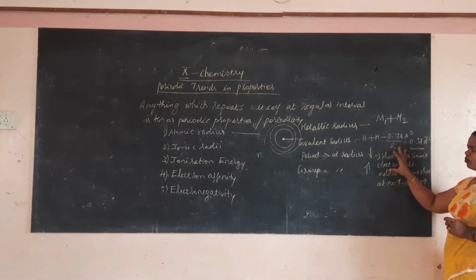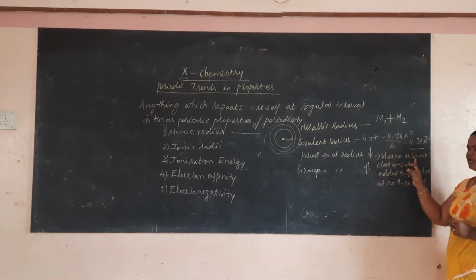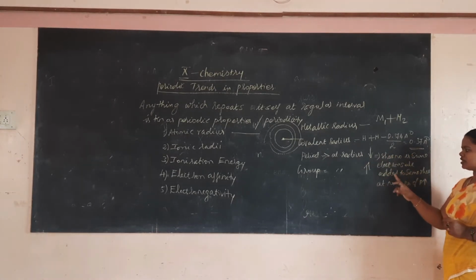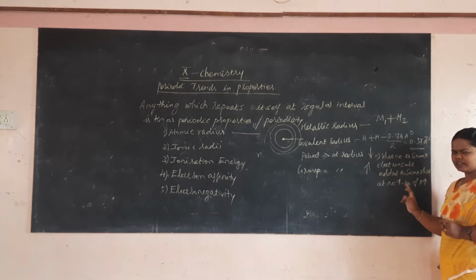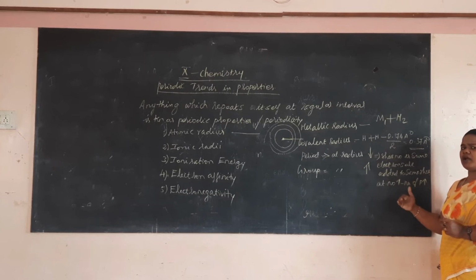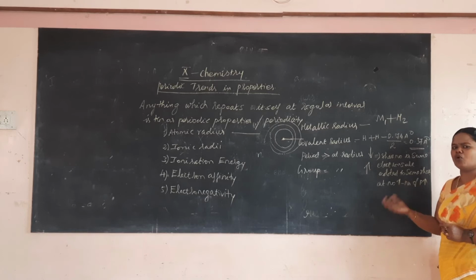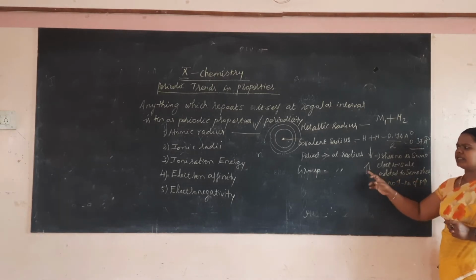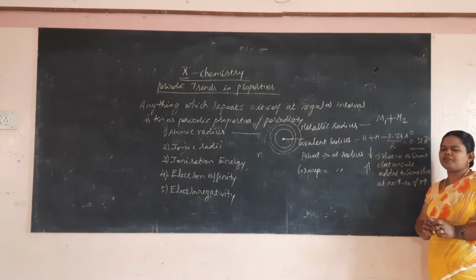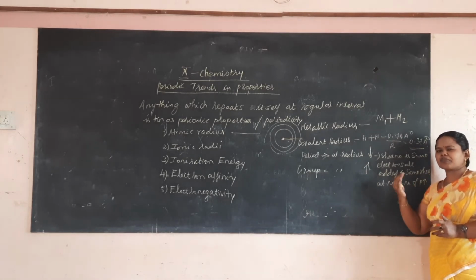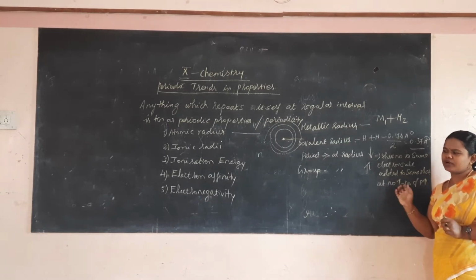So the opposite reason for period you have to write for group. So in group what happens? Shell number increases, electrons are added to a new shell, and here what happens? The electrons are away from the nucleus, or the distance between the nucleus and the valence electron is more. So the atomic size increases in that group. This is the periodic trend. For example, lithium to boron, the atomic radius decreases. So you can give one example like that.